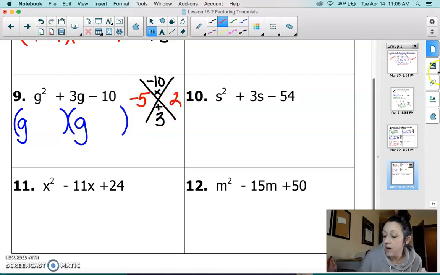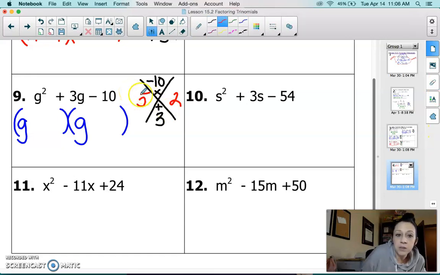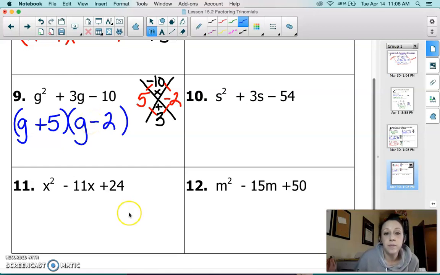So what did we do last time? Well, I have the 3 part of it right. But last time when this happened, we were able to just throw the negative to the other number and make it work. So 5 times negative 2 is negative 10, so we're good here. And 5 plus negative 2 does equal positive 3. So we need a positive 5 and a negative 2. Done.